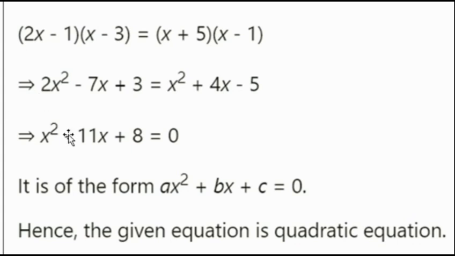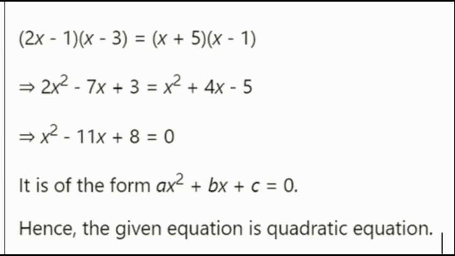So when you bring all the terms to one side, it will be in the form of x square minus 11x plus 8, which is the standard form of a quadratic equation. We all know that the standard form of a quadratic equation is ax square plus bx plus c is equal to 0. Hence, the given equation is a quadratic equation.